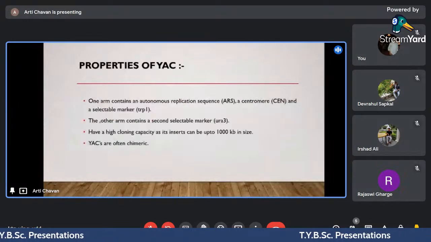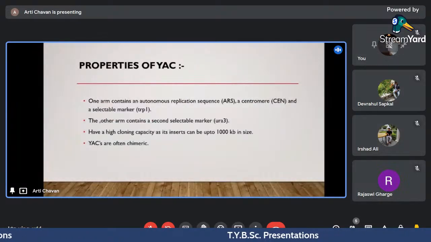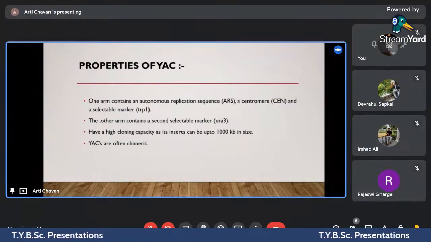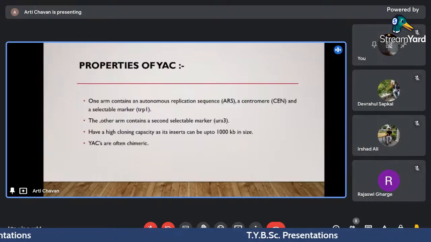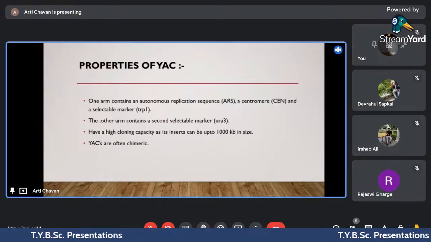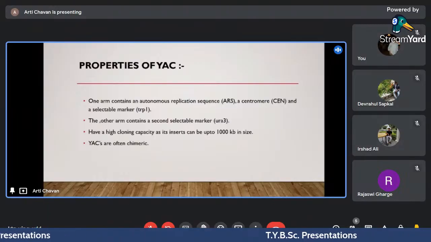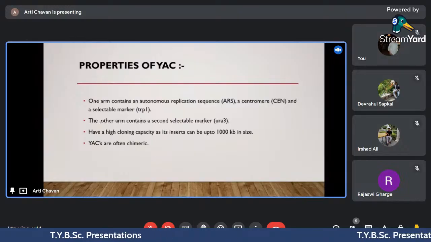The properties of yeast artificial chromosomes. One arm contains an autonomous replication sequence, ARS, a centromere, and a selectable marker. The other arm contains a selectable marker, that is URA3. They have high cloning capacity as their inserts can be up to 1000 kilobases in size. YACs are often chimeric.